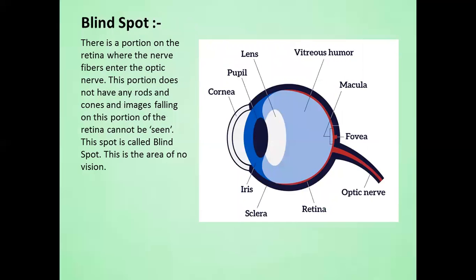Blind spot. There is a portion on the retina where the nerve fibers enter the optic nerve. This portion does not have any rods and cones, and images falling on this portion of the retina cannot be seen. This spot is called the blind spot. This is the area of no vision.